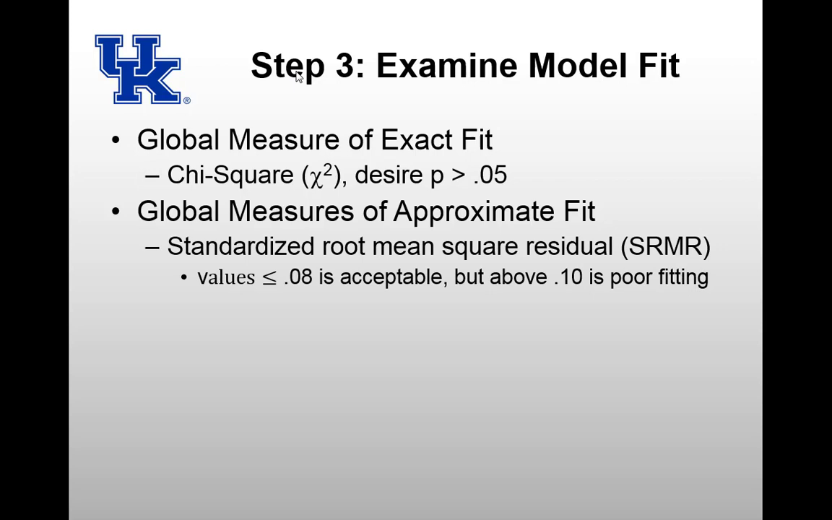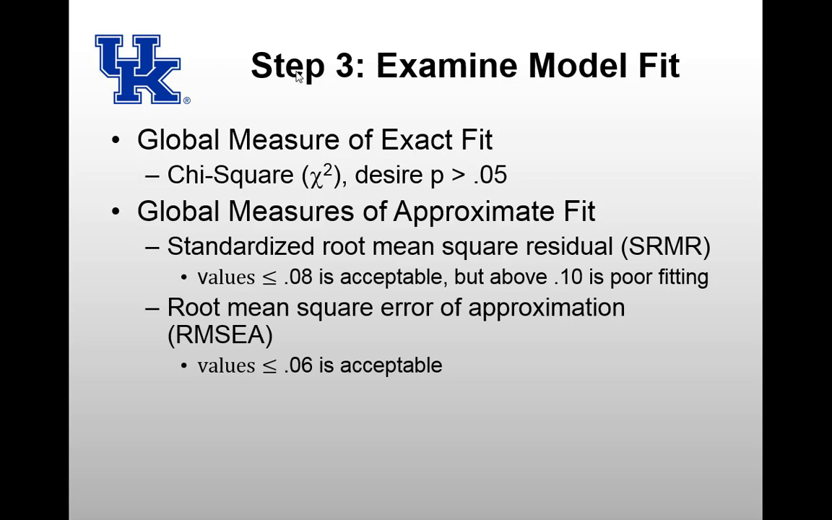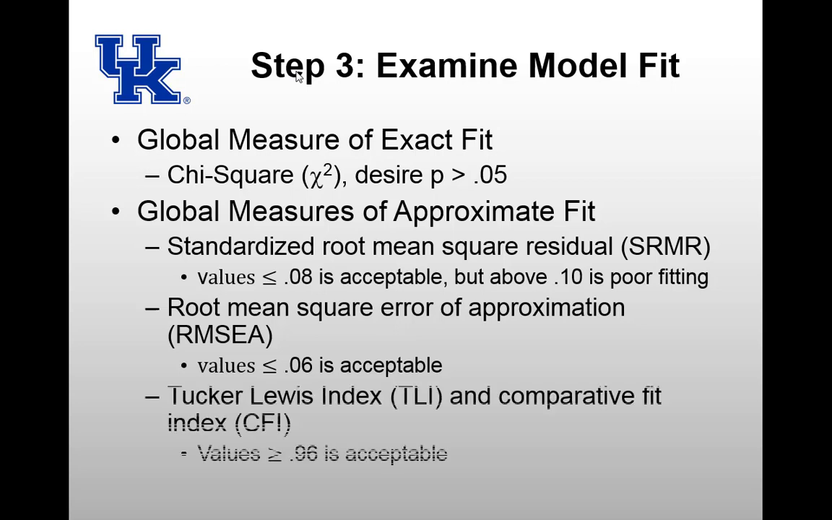If that is not tenable, then we go see the approximate model fit values. So we have SRMR, standardized root mean square residual. We want it to be smaller than or equal to 0.08. And we have RMSEA. We want it to be very, very small too, like smaller than 0.06. And then we have TLI and CFI. We want them big, though. We want them to be at least bigger than 0.96.